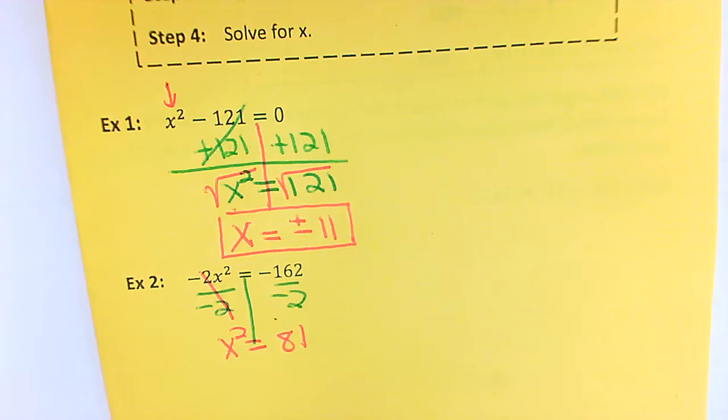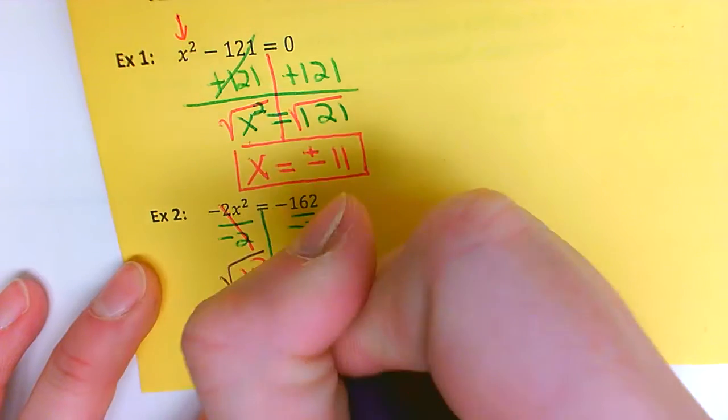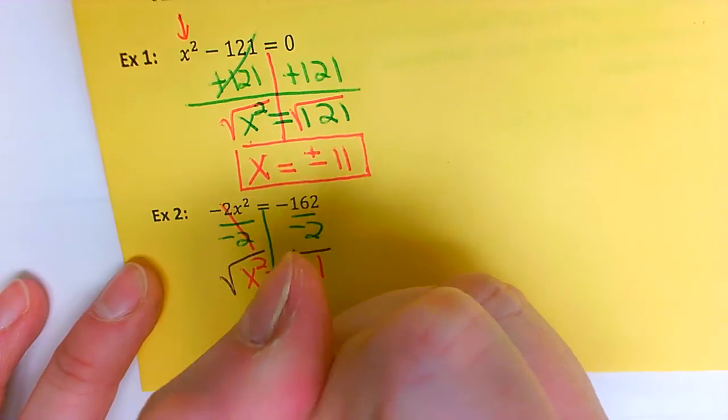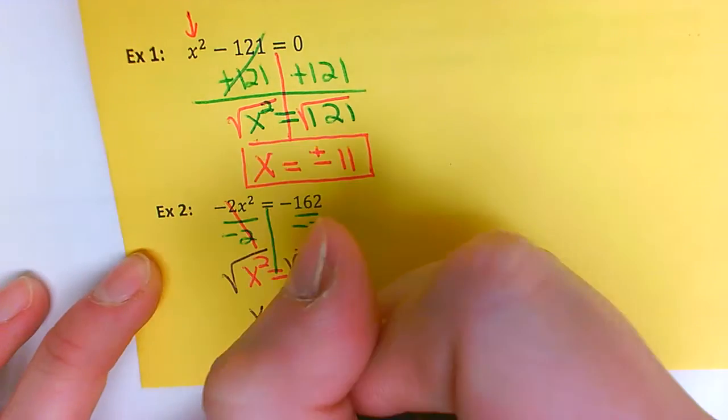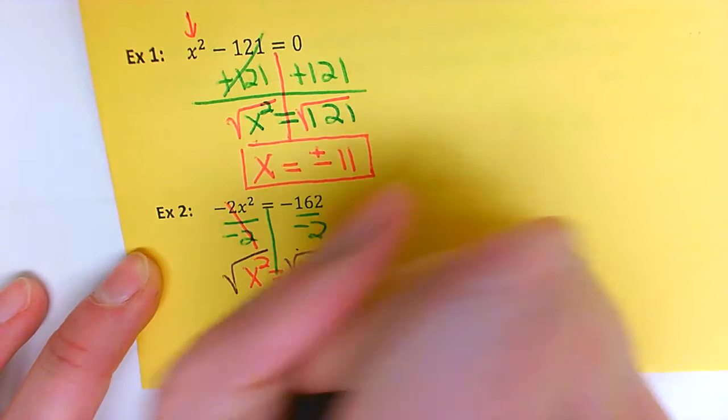Now that you have the x squared by itself, you can take the square root of both sides. This one's going to give me x, and the square root of 81 is a positive and a negative 9.